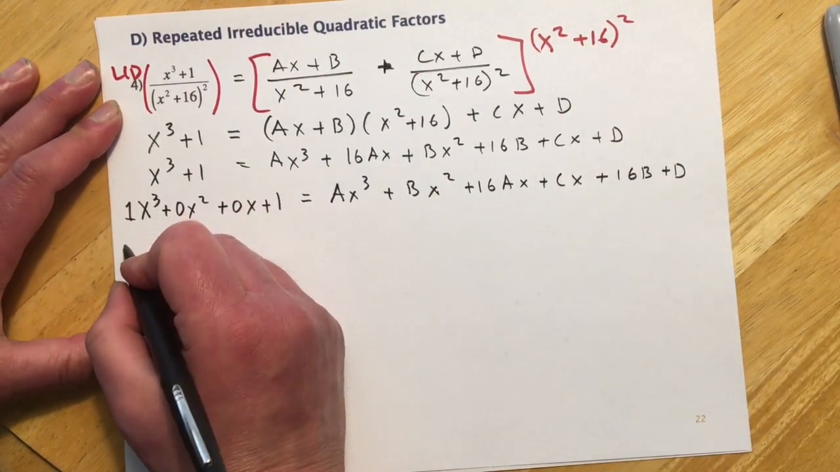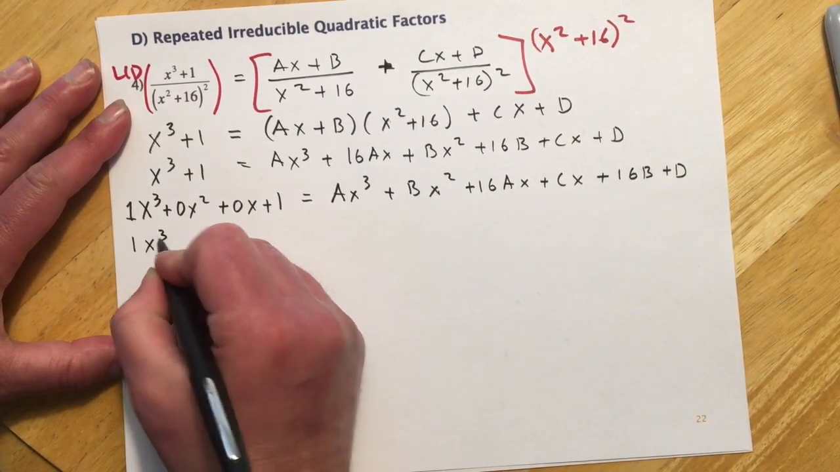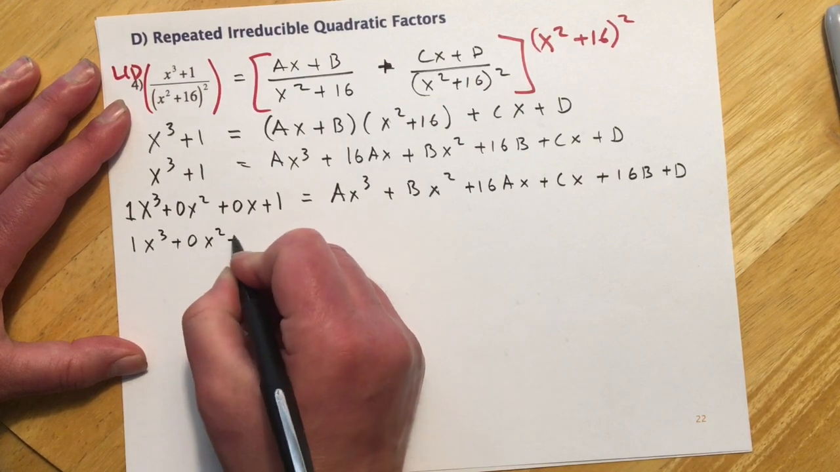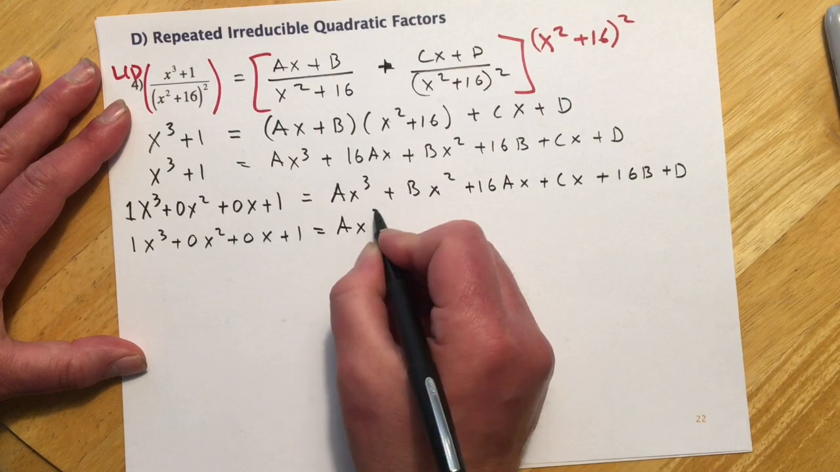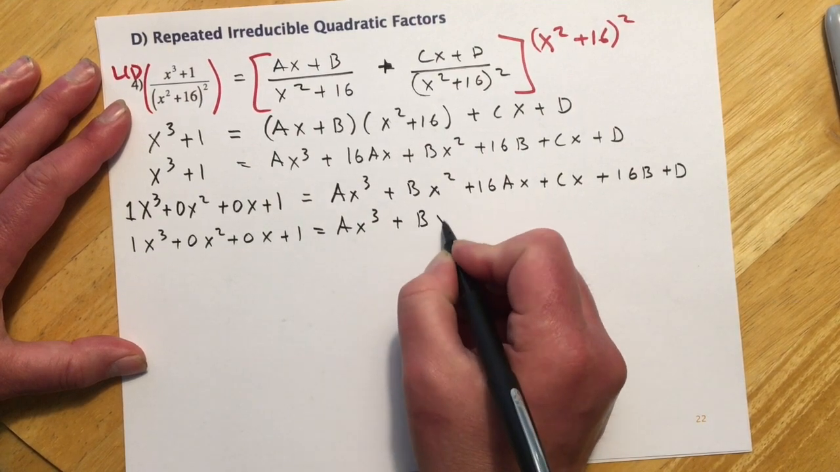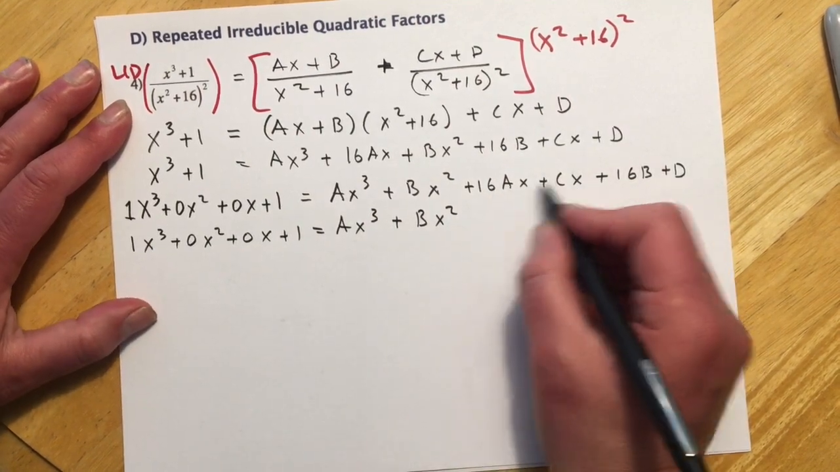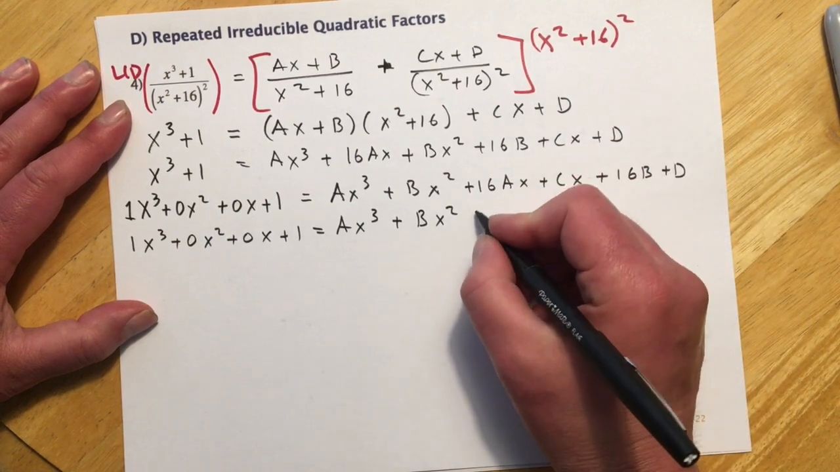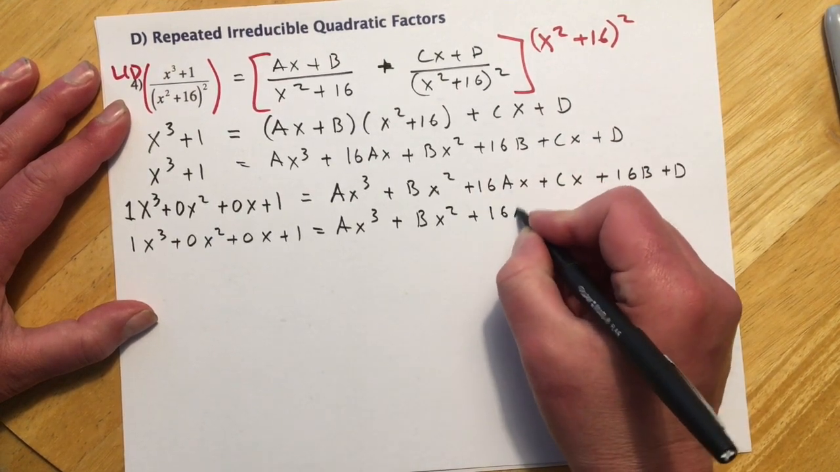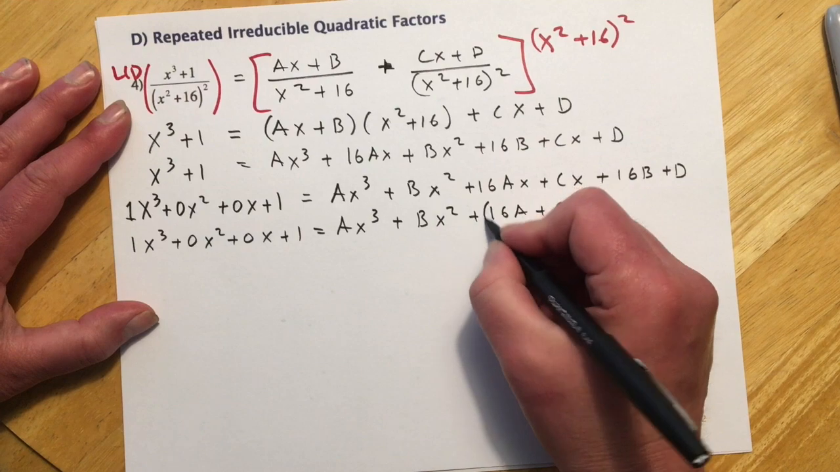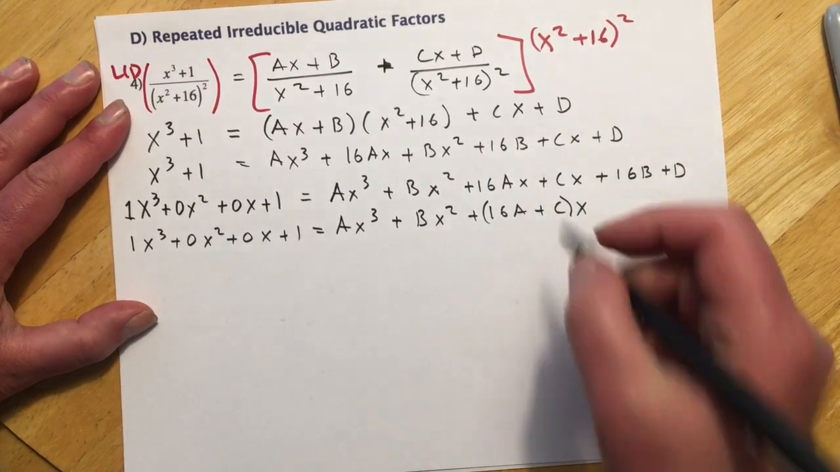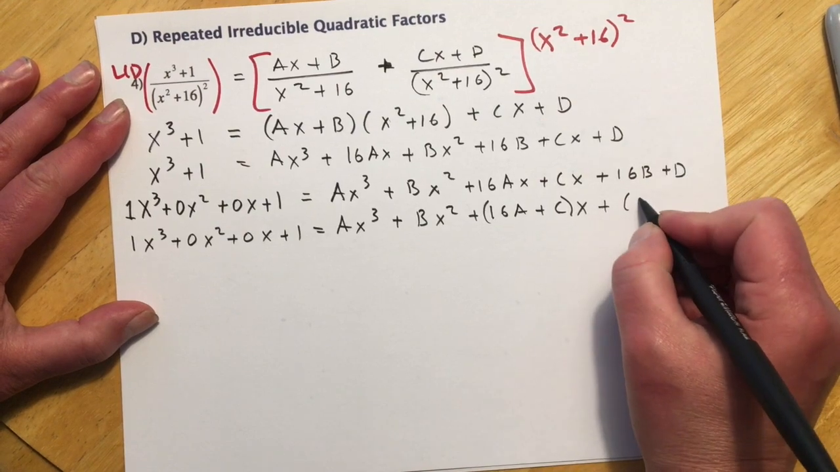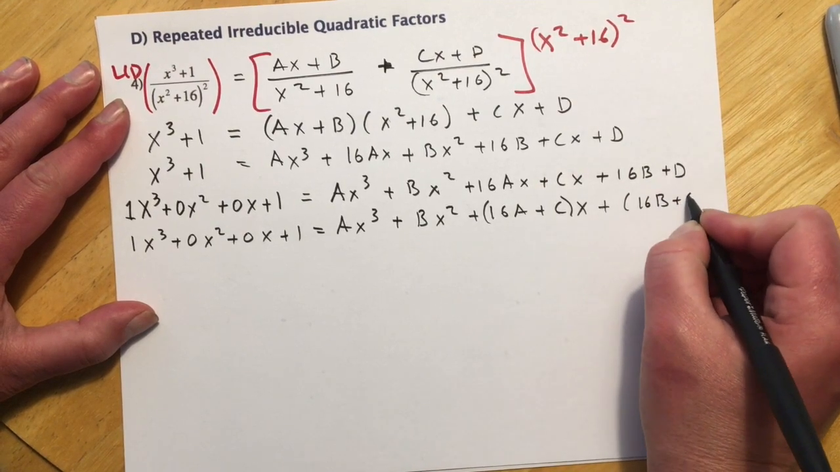Okay, so one more round of that. So 1x cubed plus 0x squared, 0x plus 1. And then here, we have that, and that. And then we factor the x out, but again, I'm going to factor to the back just because it looks better. So 16a plus c times x. And then here, 16b plus d.